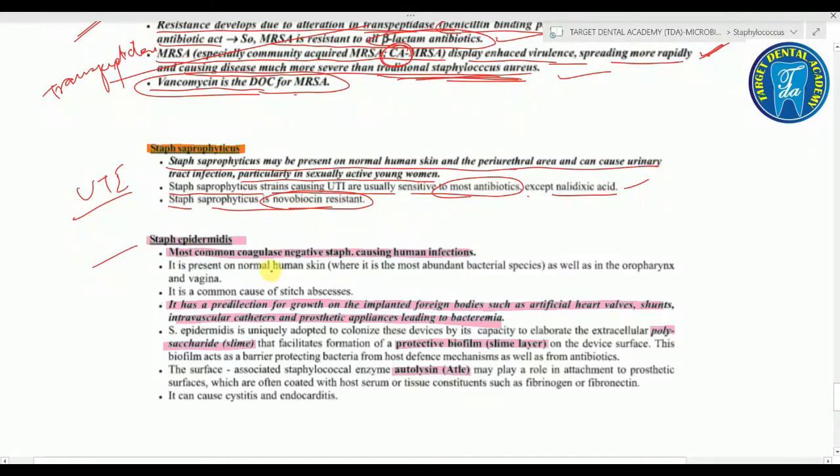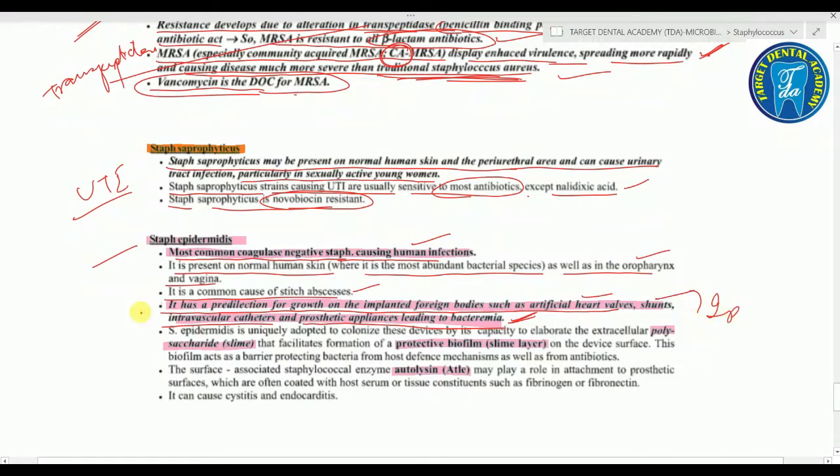So coming on to Staphylococcus epidermidis, it is the most common coagulase negative Staphylococcus causing human infections. It is present on normal human skin where it is the most abundant bacterial species, as well as in the oropharynx and in the vagina. It is the most common cause of stitch abscesses. It has a predilection for growth on implanted foreign bodies such as artificial heart valves, shunts, intravascular catheters, and prosthetic appliances, which leads to bacteremia.